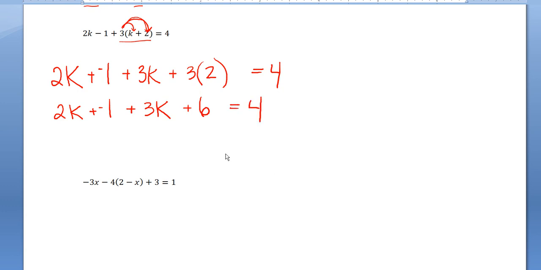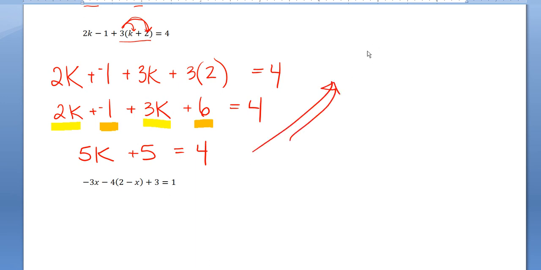Okay, now I can look for any like terms that I can combine. 2k and 3k are like terms, and -1 and 6 over here are like terms. I'm also going to be able to combine them over here, but let's wait on that for a second. 2k and 3k, when I add them together, I can get a 5k. A -1 and a +6, when I add them together, I get a +5. And I still have my 4 over here.